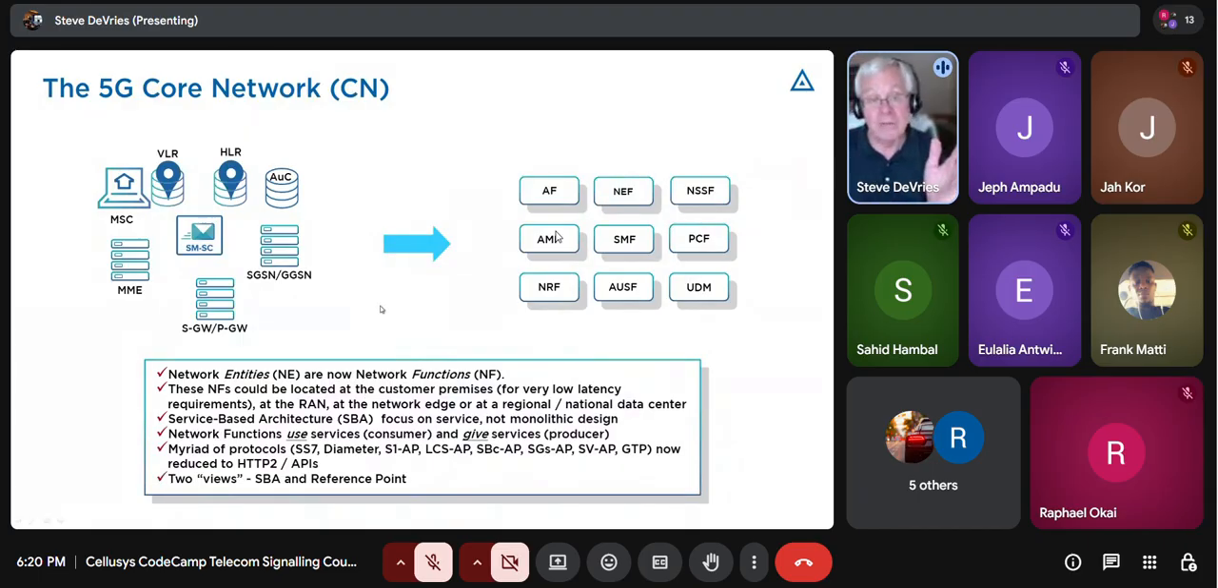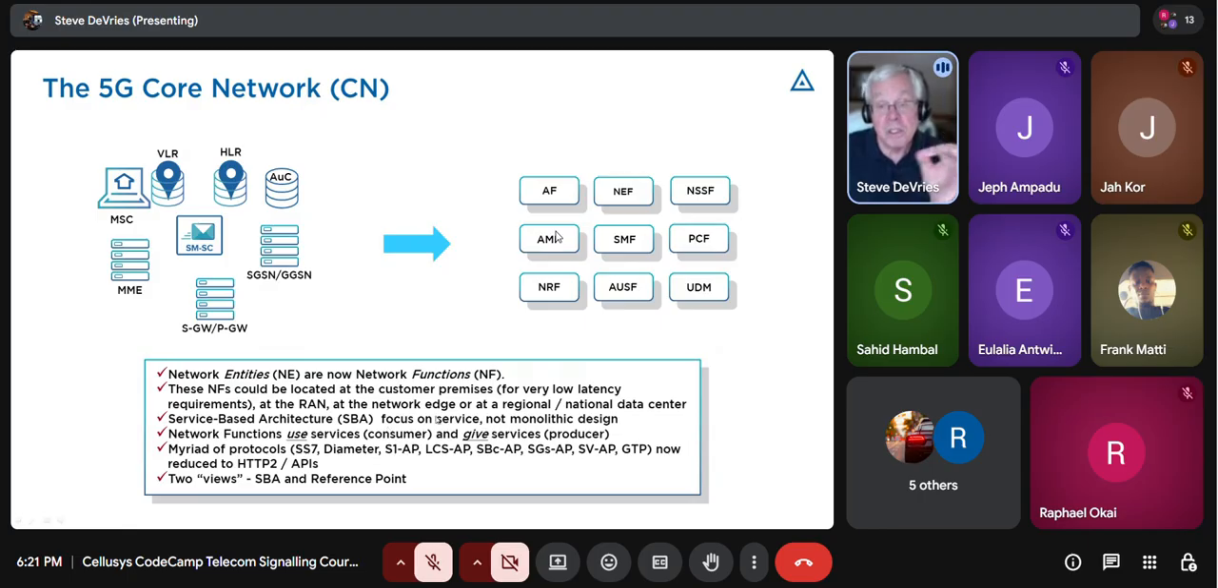So just as a high level look, in older networks we had network entities. Network entities are now network functions. You're still doing much of the same thing. You still need to authenticate the user, manage the user, update their location, and manage the session. All these things are still taking place. It's just that now they're being done with software defined network functions. These network functions could be located at the customer premises if you need very low delay. They could be located at the radio access network, at the edge of the network, or in a national or regional data center.